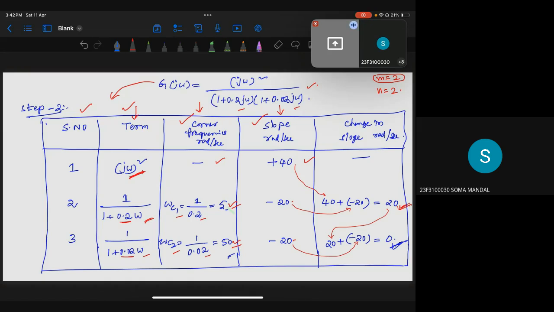So in this column, we have found which pole is generating how much slope. Is this step clear? Okay. Then this is the important step: the change in the slope. After adding that particular term, what kind of change is coming? This is how we will find it.